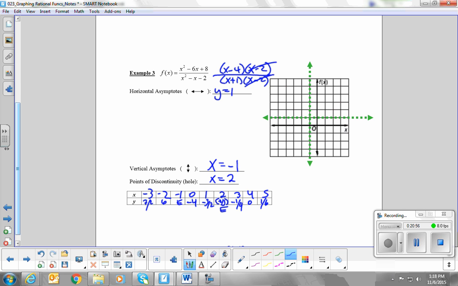Okay. So I'm at 1, 2, 3, 7 over 2, which is 3.5. So, you know, this one's going to do something like that. And then at 0, I'm at 4, 2, 3, 4. So it's going to do something like that. And at 2, I'm at negative 2/3. So, you know, there's the hole. Good?